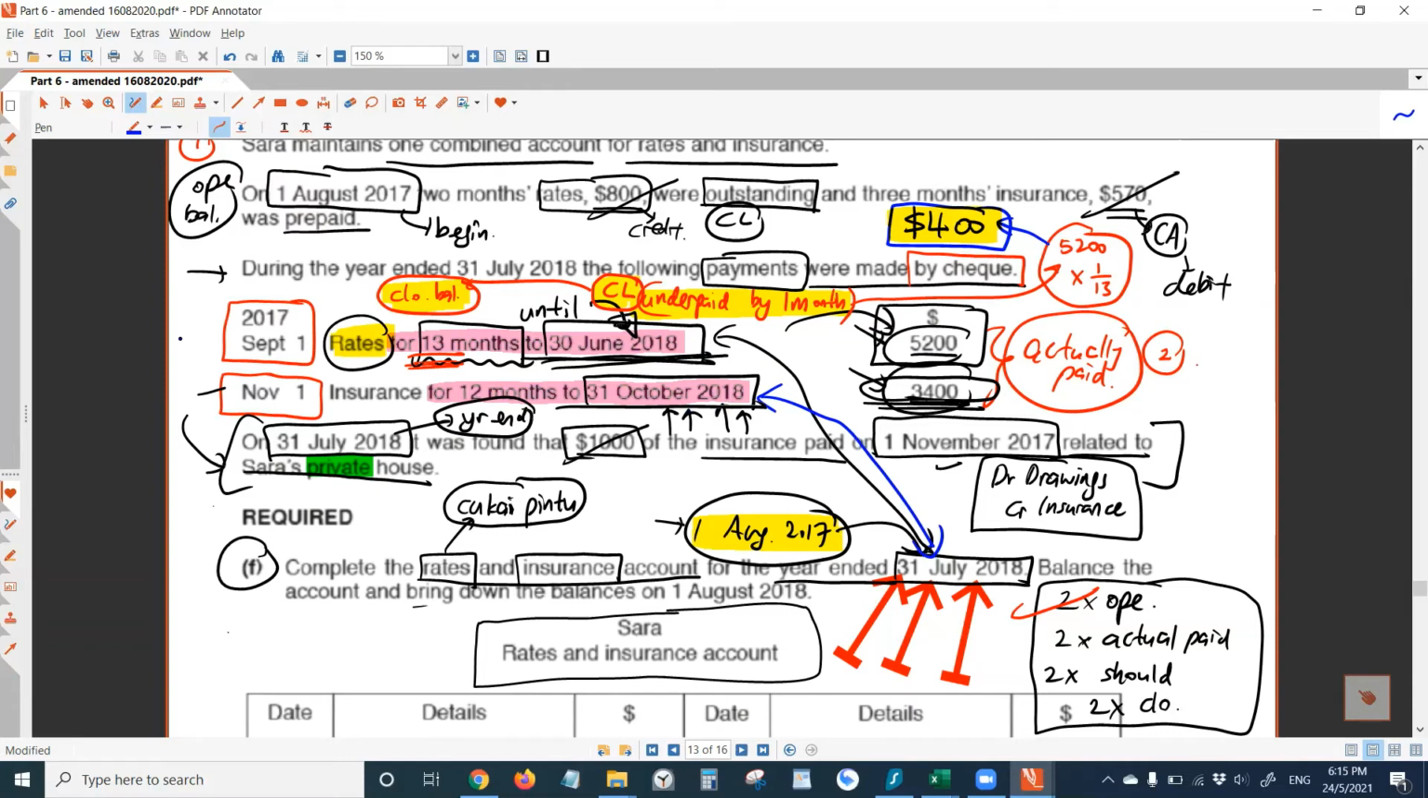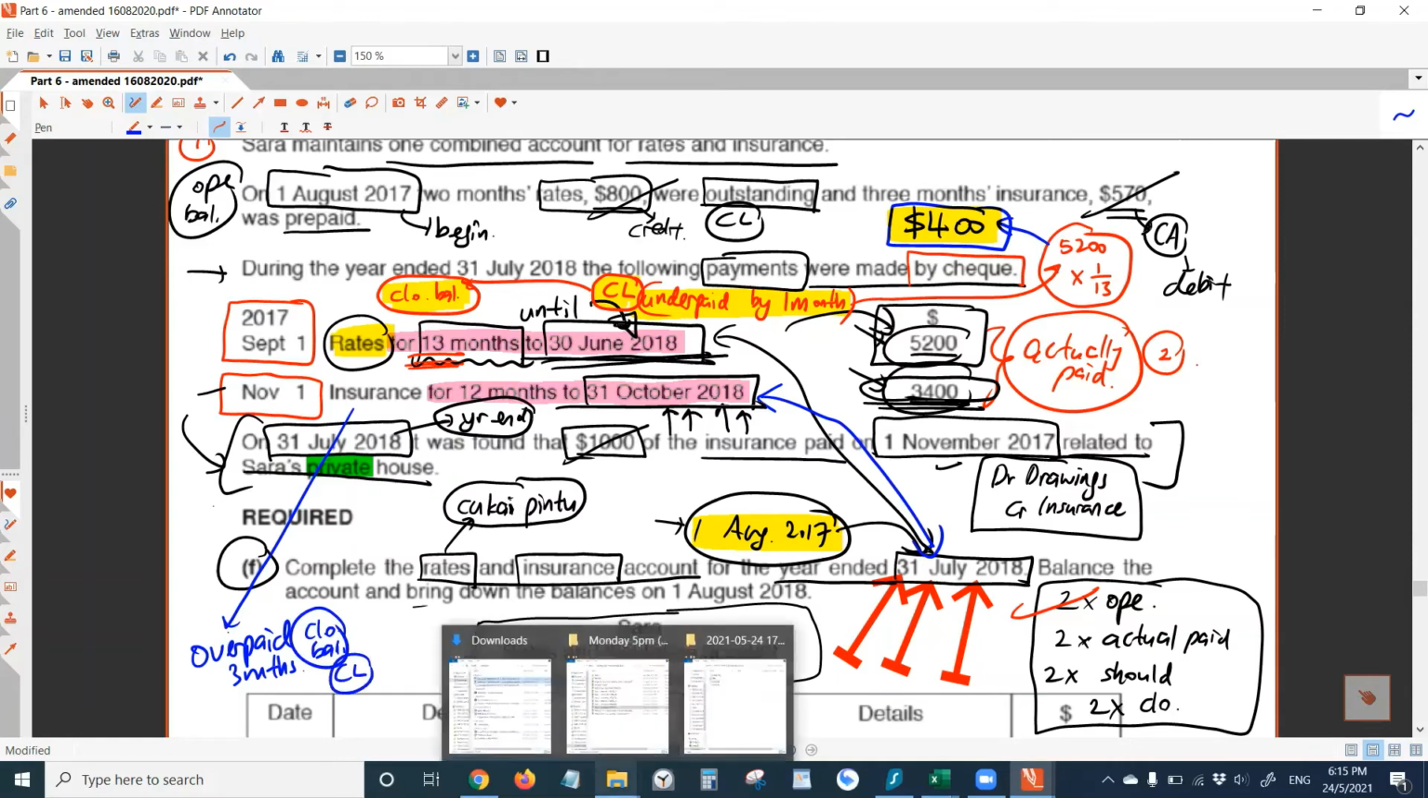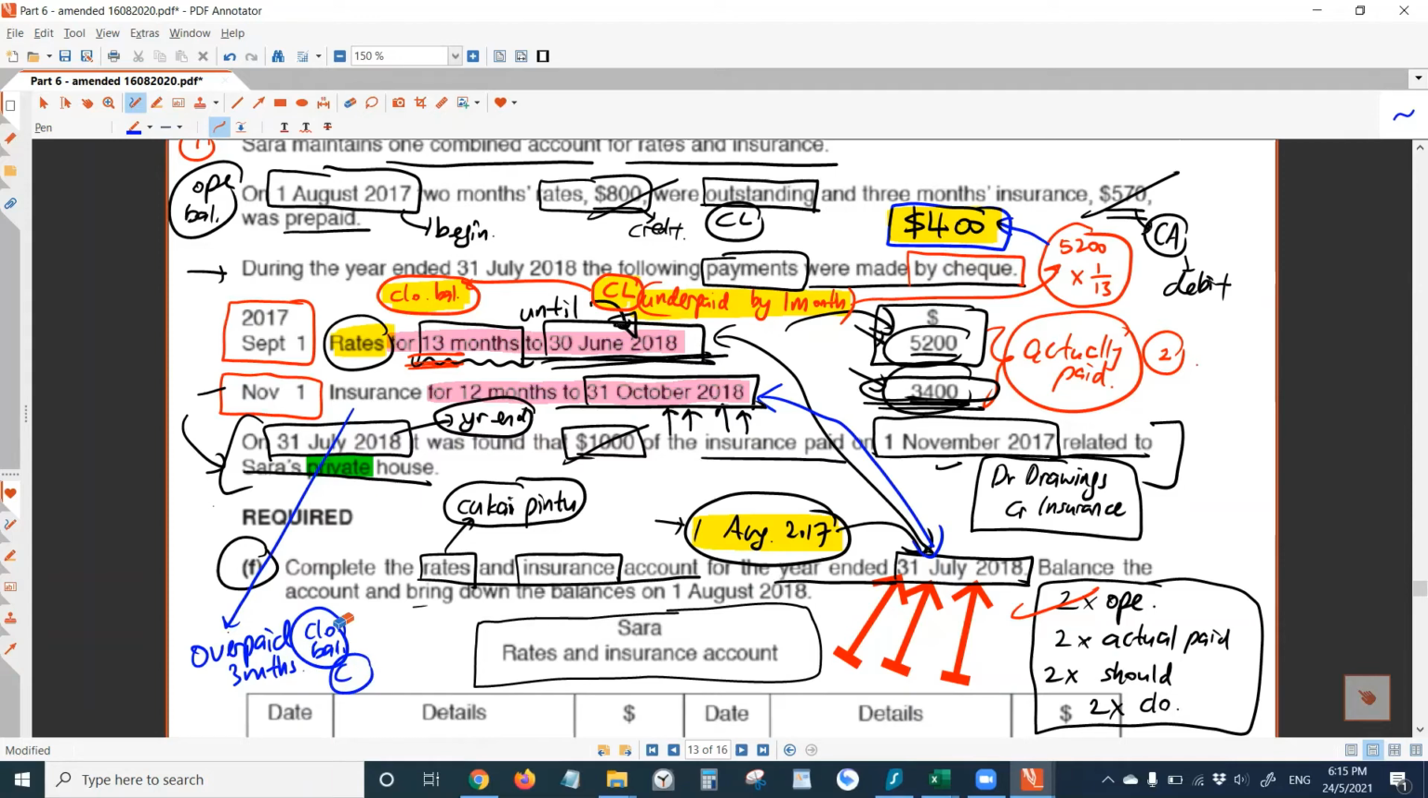I know it's a bit messy here because I circle here and there. Let me write it at the bottom left. For insurance, overpaid by 3 months. So the closing balance for insurance is a current asset, because we have overpaid. Overpaid by 3 months, right? Just now you said. Now find 3 months' amount: 3,400 times 3 over 12.